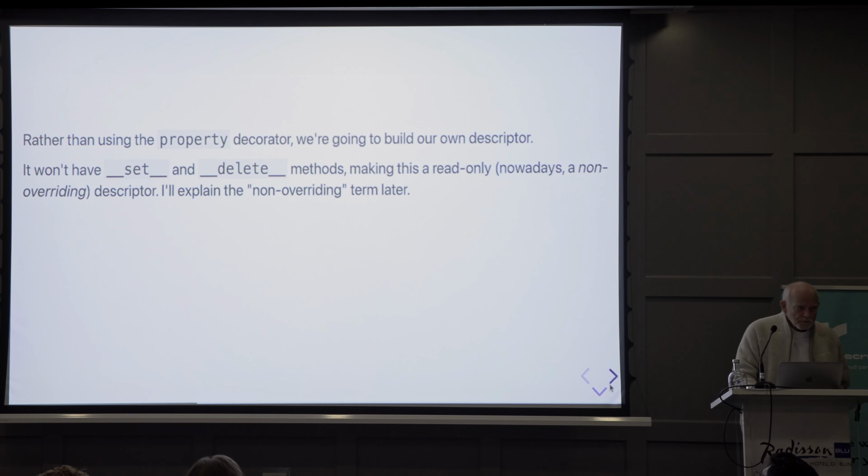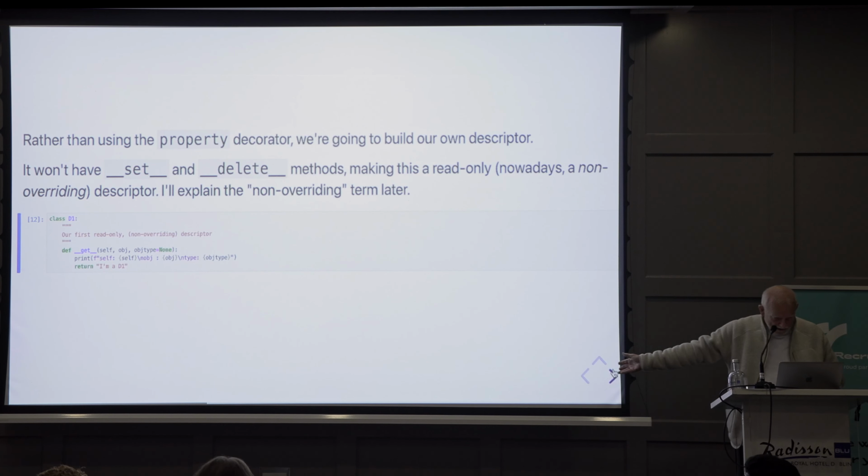So rather than using a property decorator, which we could do, and many of you may have done to achieve this, we're going to build a descriptor from scratch. And I'm going to start with just a __get__ method, no __set__, no __delete__, making it what used to be called a read-only descriptor, and for reasons that I'll explain later, is now called a non-overriding descriptor. So here's a class, and we're defining the __get__.